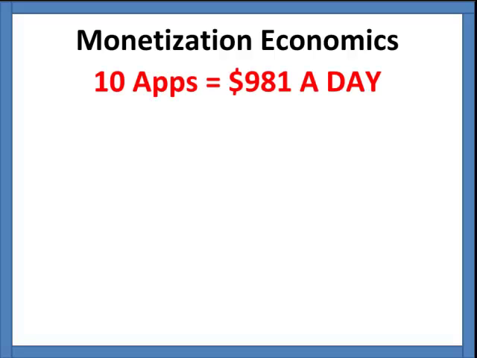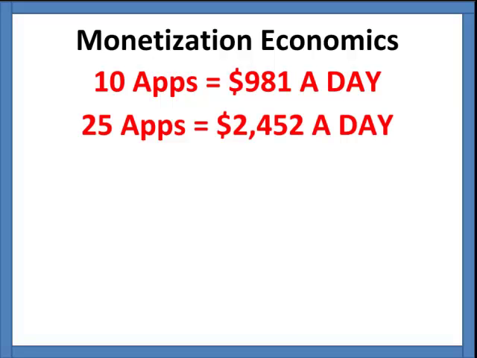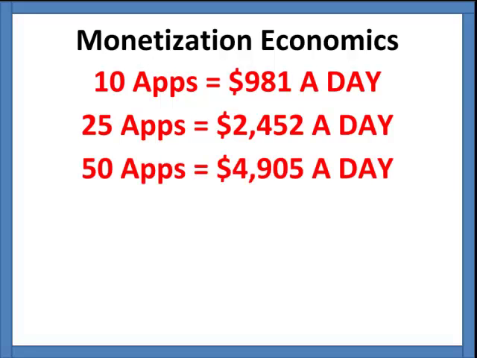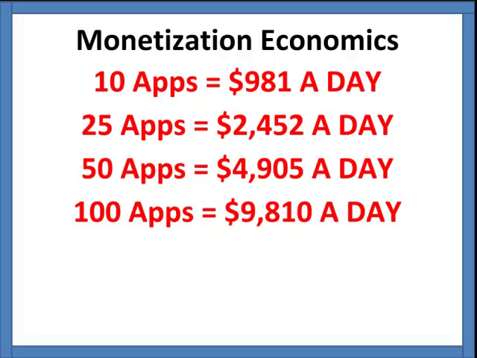And now what's going to happen is you're developing, of course, more than one app. One of the things we teach you how to do is how to do quantity apps. So now you've got 10 apps out in the market, $981 a day. 25 apps would earn you $2,452 a day. 50 apps, $4,905 a day. And now can you imagine having 100 apps out in the marketplace that are each doing $100 a day? That's $9,800 a day in revenue.